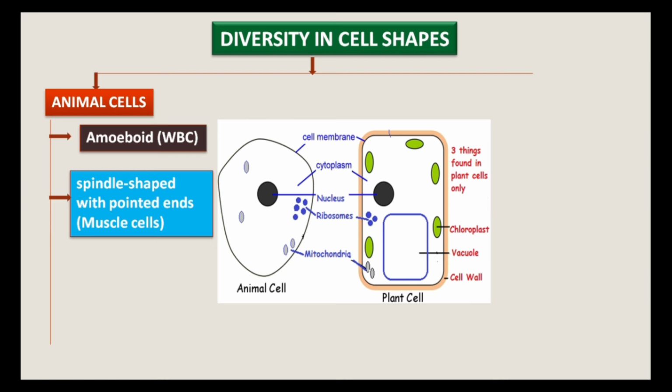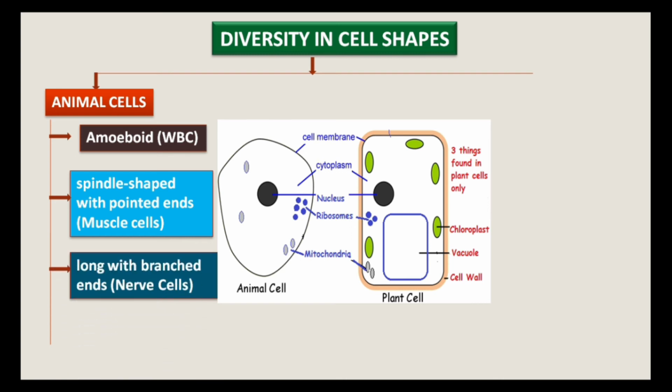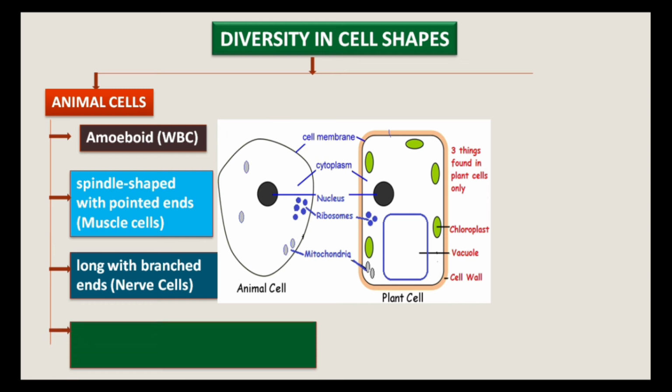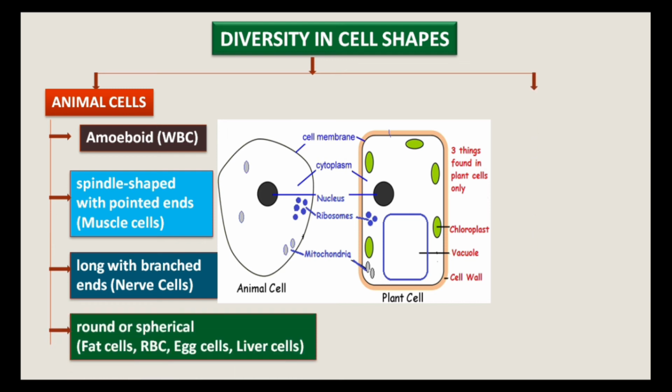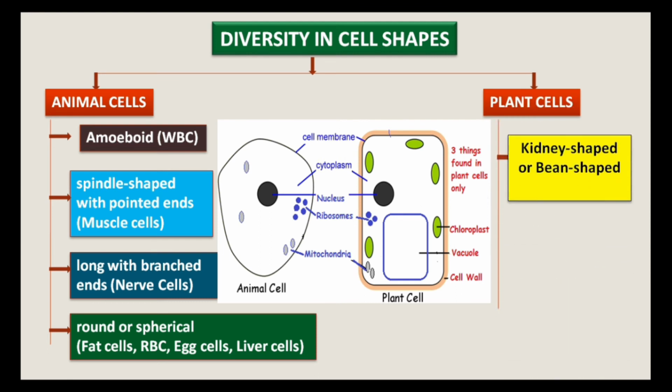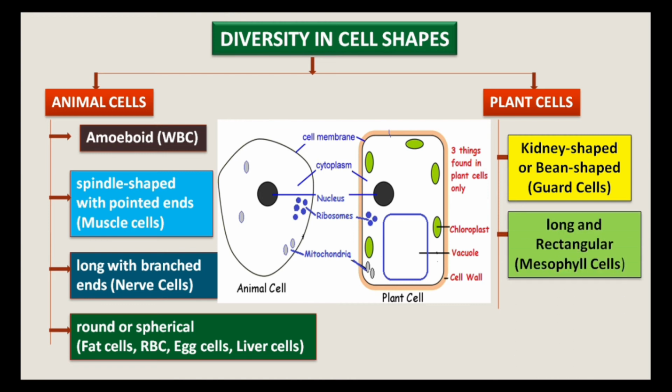Nerve cells are quite long and branched at their ends. Fat cells, liver cells, red blood cells, egg cells, etc. are rounded or spherical. Now we will study plant cells. Guard cells of stomata of leaves are kidney-shaped or bean-shaped. Mesophyll cells of leaves are long and rectangular with chloroplasts. Xylem vessels in vascular bundle of root and stem are cylindrical cells.